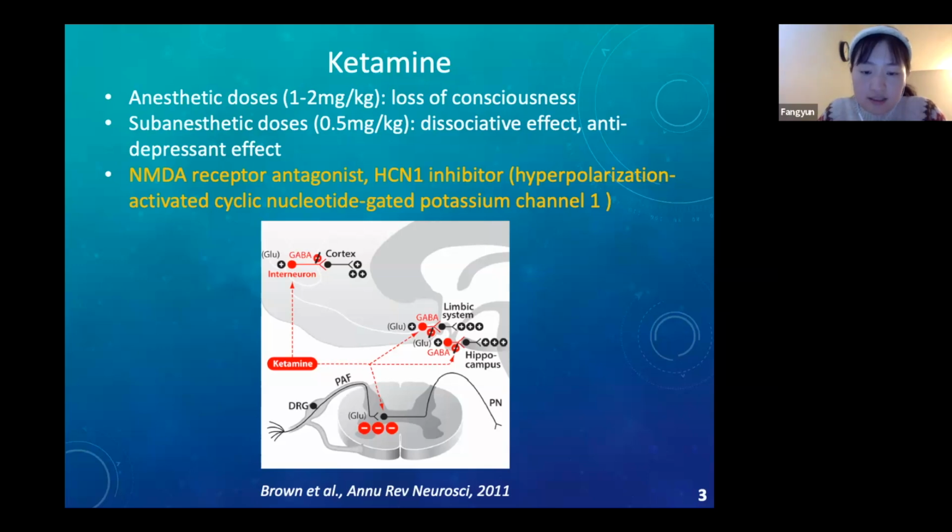In addition, ketamine has also been identified as an HCN1 inhibitor. The HCN1 channels are concentrated in cortical and hippocampal pyramidal neurons, where they play an important role in determining synaptic input integration and the neuronal output. There is increasing evidence suggesting that the HCN1 channels may be involved in ketamine's dissociative and antidepressant effects.